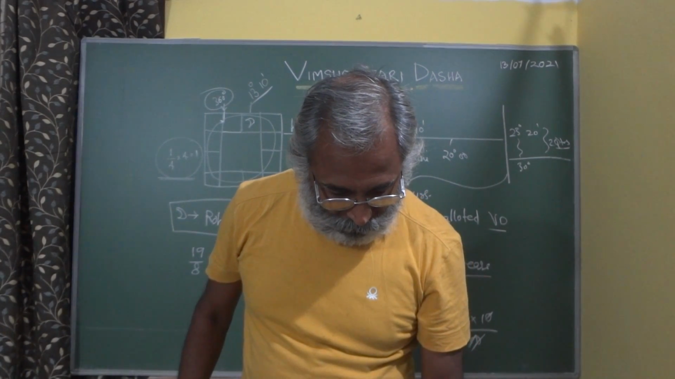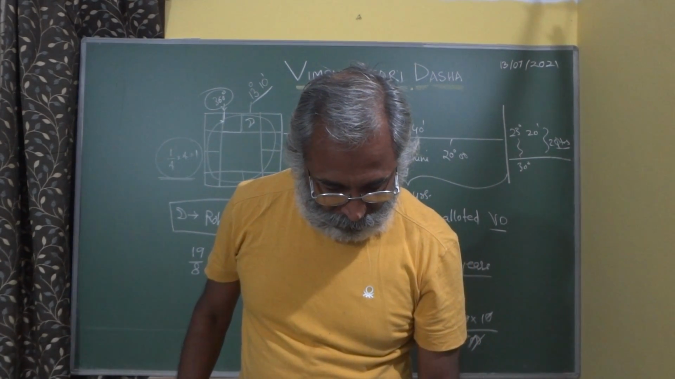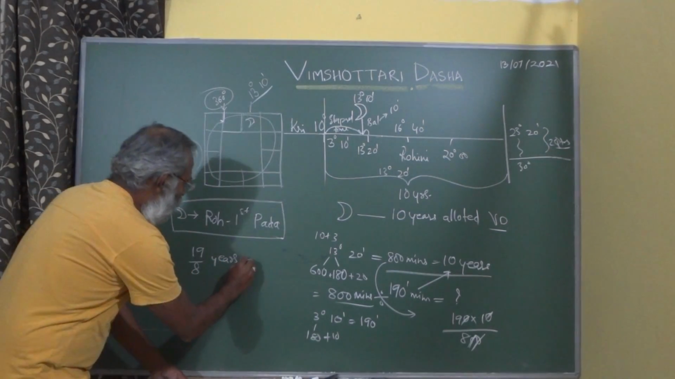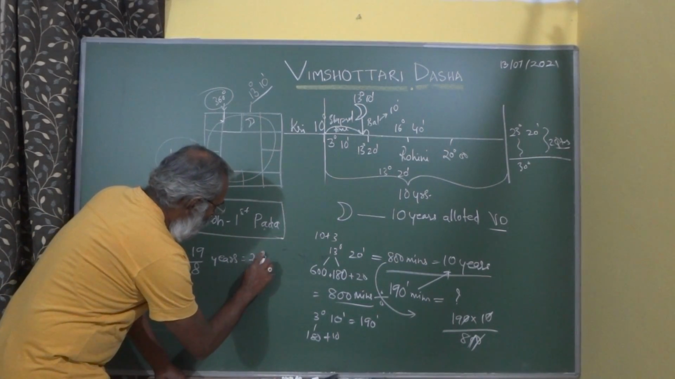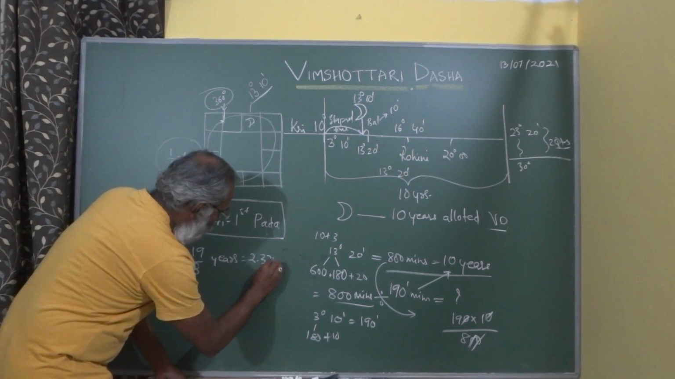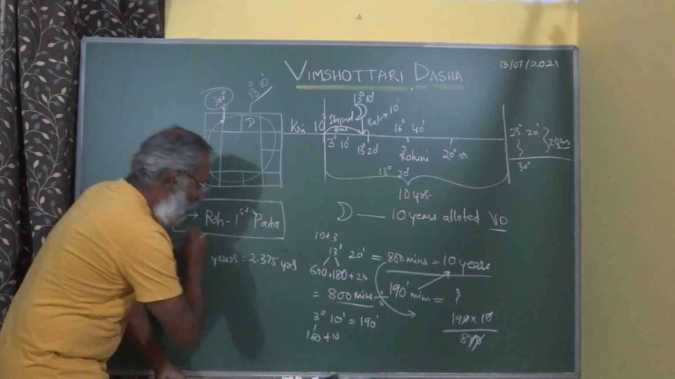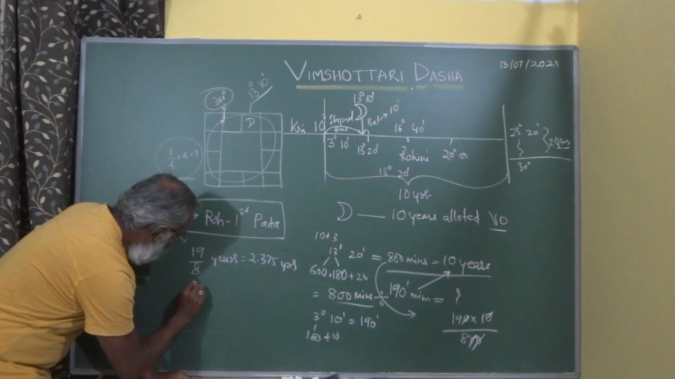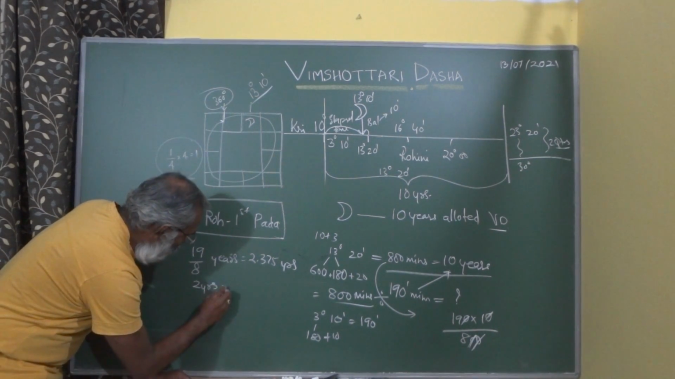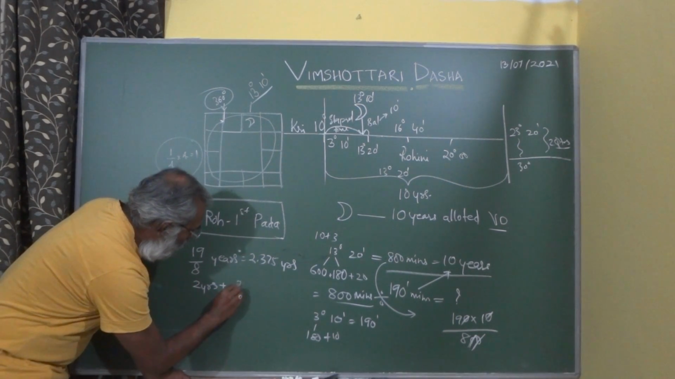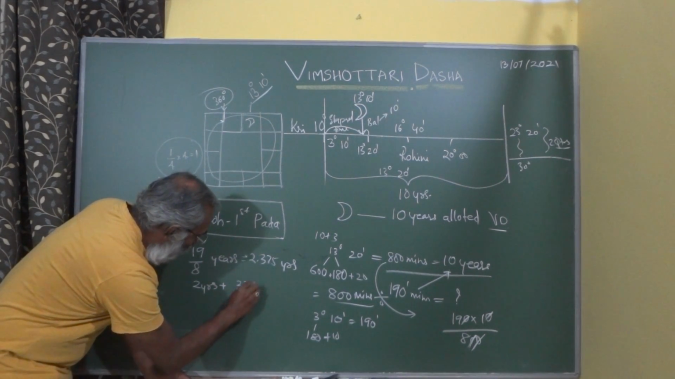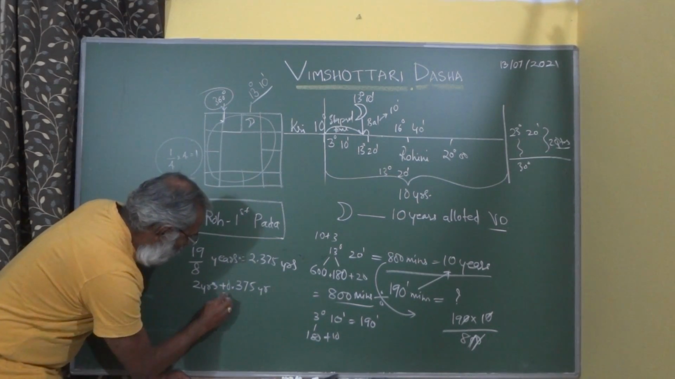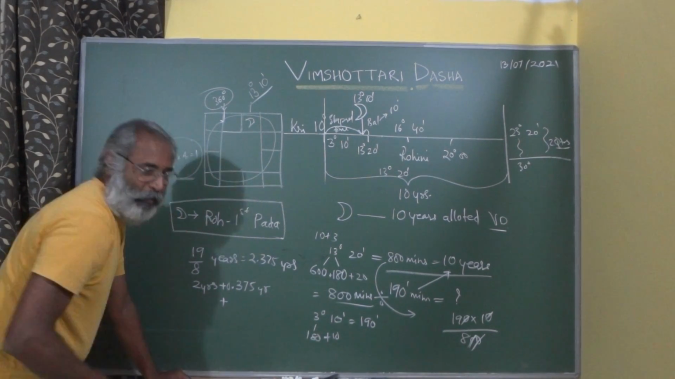19 divided by 8 is 2.375. So that is equal to 2.375 what? Once again, years. Now we'll calculate the months and the days. So that is 2 years plus 0.375 of a year. So what is 0.375 of a year?